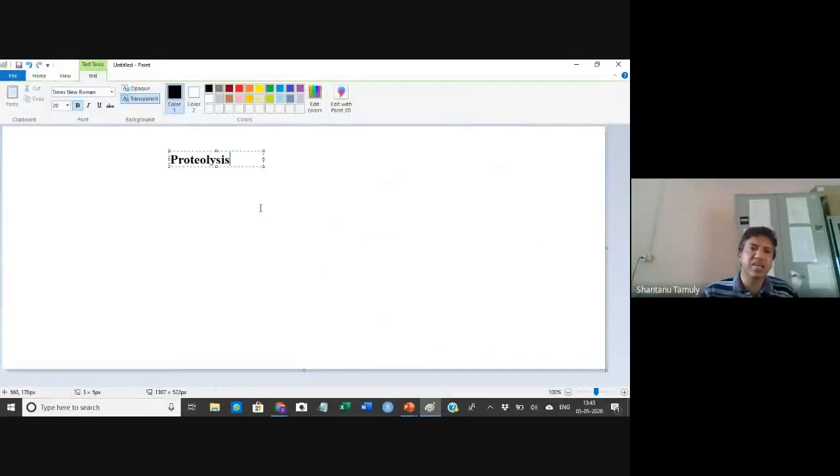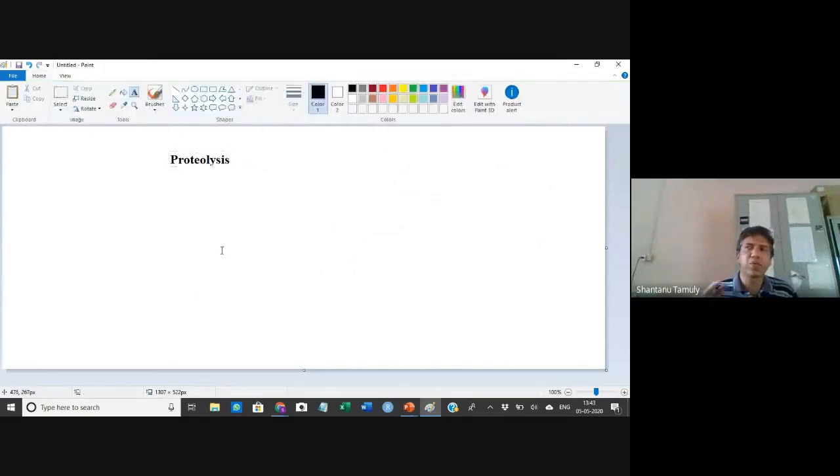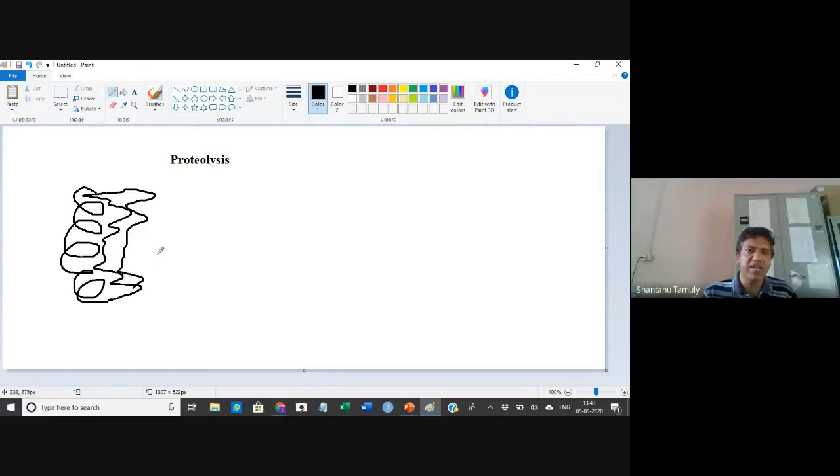Proteolysis means, in this case, in the protein we use two types of term. One is called proteolysis, one is called protein denaturation. These two have different meanings. Denaturation means you have the protein having secondary structures, beta sheet, alpha helix and all. When it is denatured and the protein gets opened, it is called denaturation.